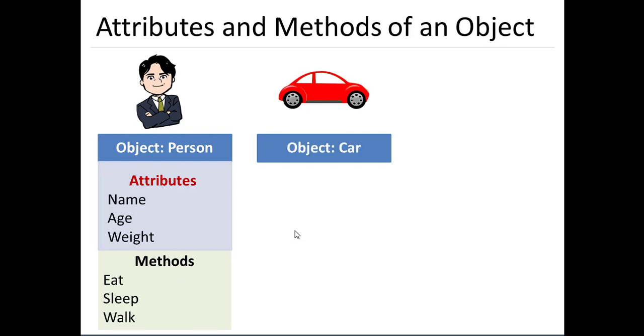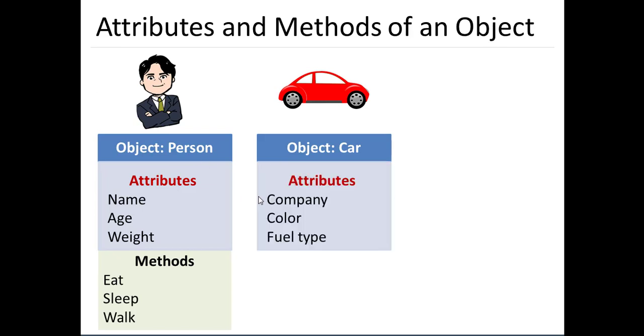Let's consider another object, like a car. Now what sorts of information can be associated with this object car? We can have the company of that car, we can have a different color. Color is information which will be associated with that object, and then fuel type, whether it is petrol, diesel, or CNG. That is nothing but the information which will be associated with that object.